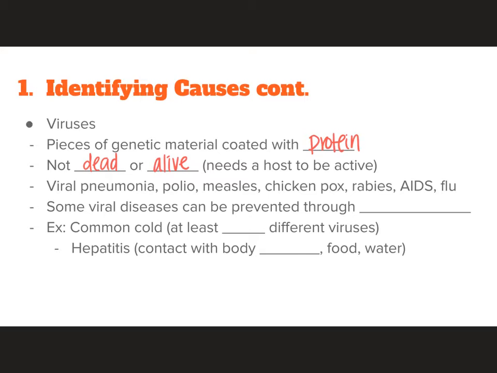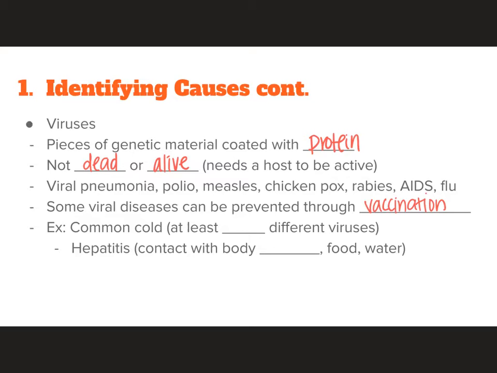Now, for example, we have viral pneumonia. Not all pneumonias are going to be viral. We have some bacterial pneumonia, and we also have viral pneumonia. If you have viral pneumonia, though, they're going to be shorter than the bacterial pneumonia that you have in terms of how long you're going to have, and it's not going to be as severe. We also have polio, measles, chickenpox, rabies, AIDS, flu. These are all caused by different types of viruses. Some viral diseases can be prevented through vaccination, which is great, because if you get the vaccines, your chances of getting those symptoms are going to be significantly less.